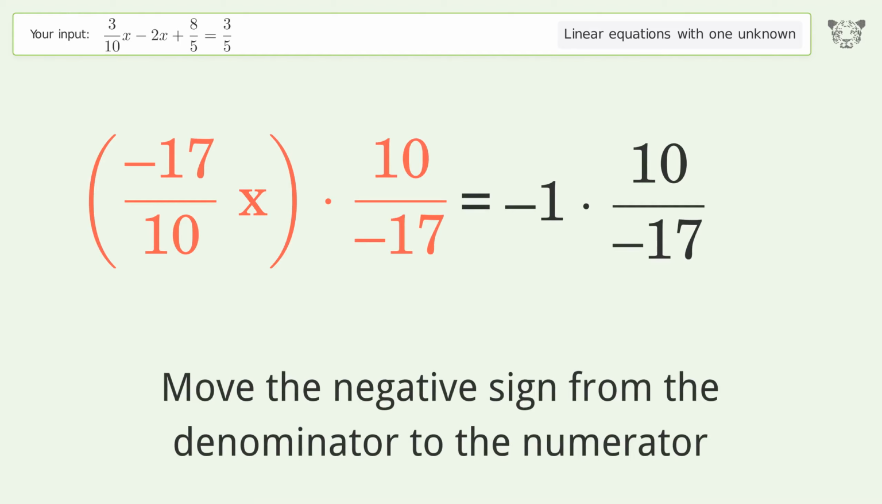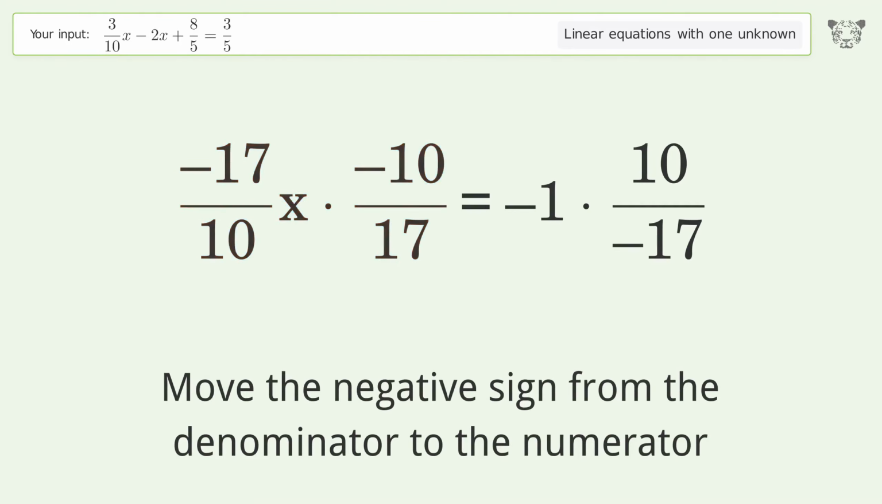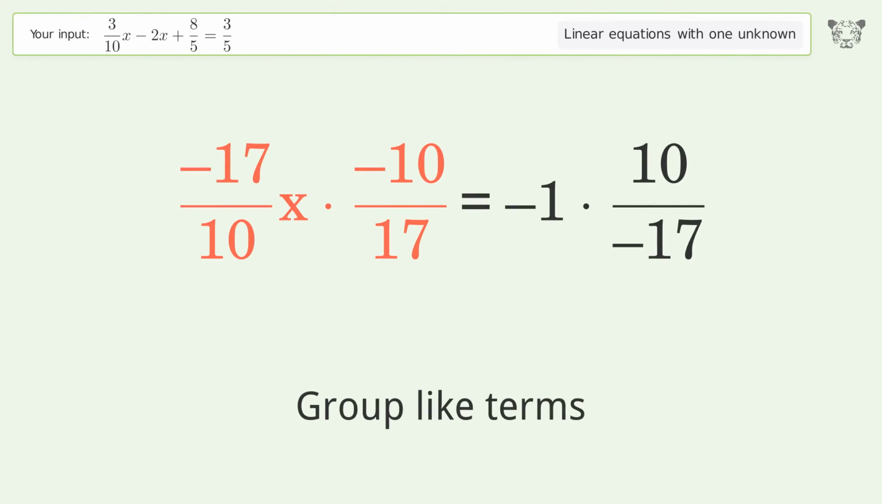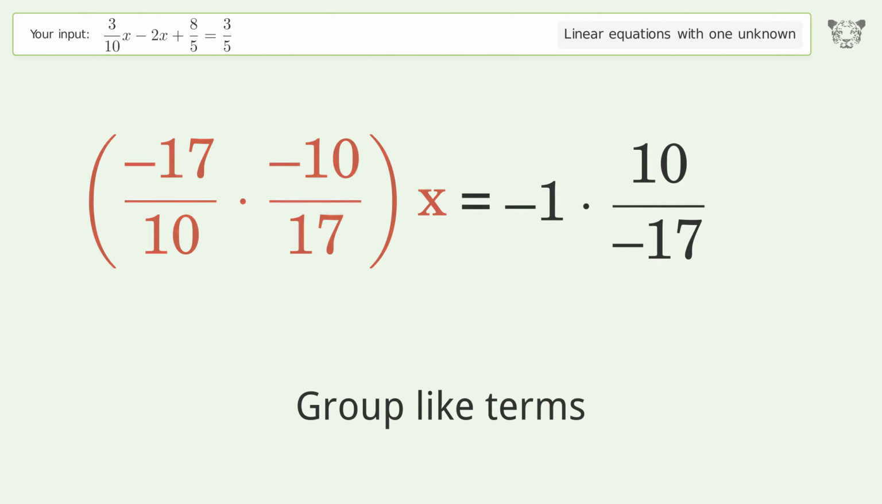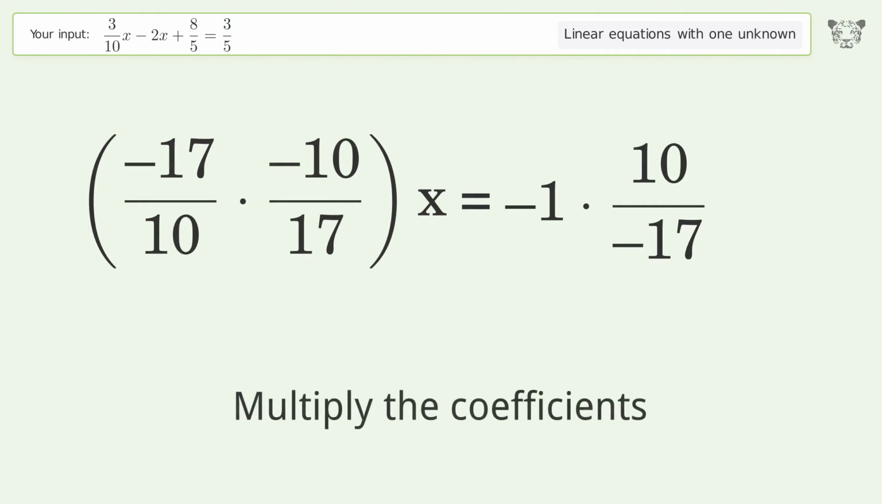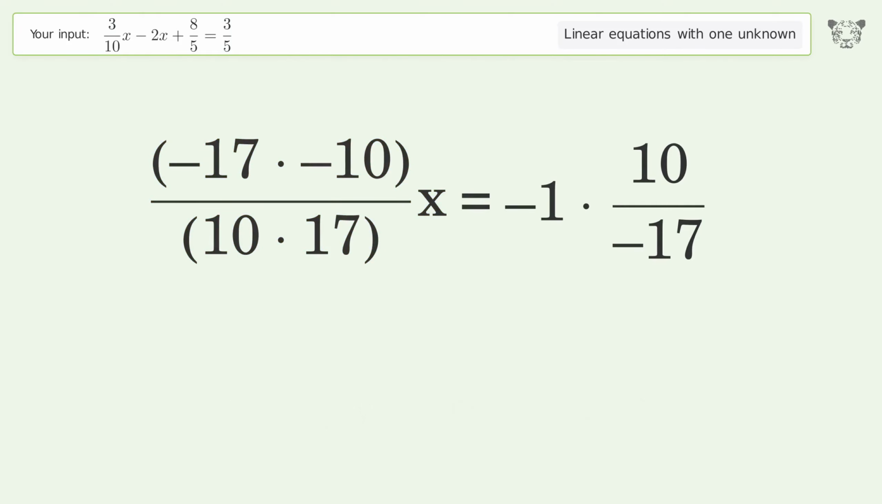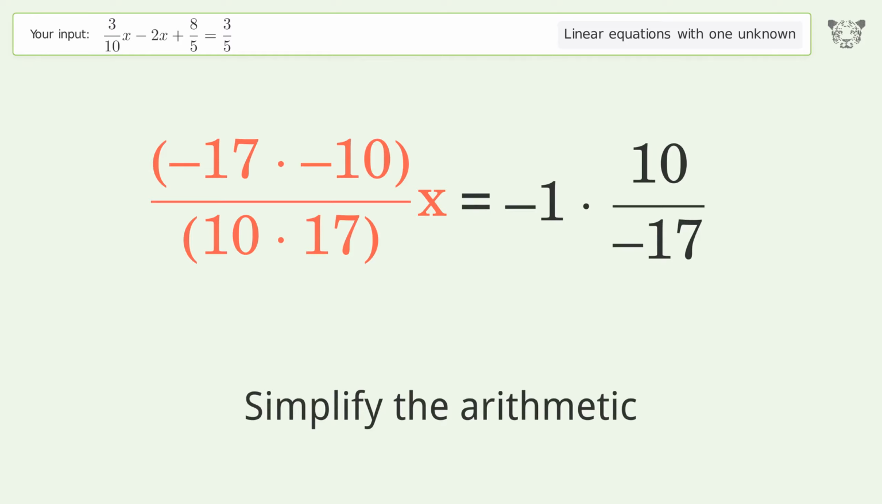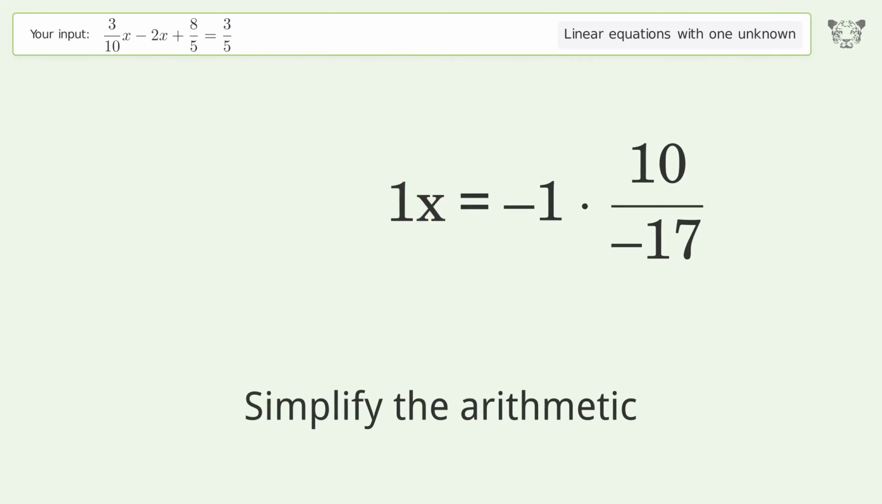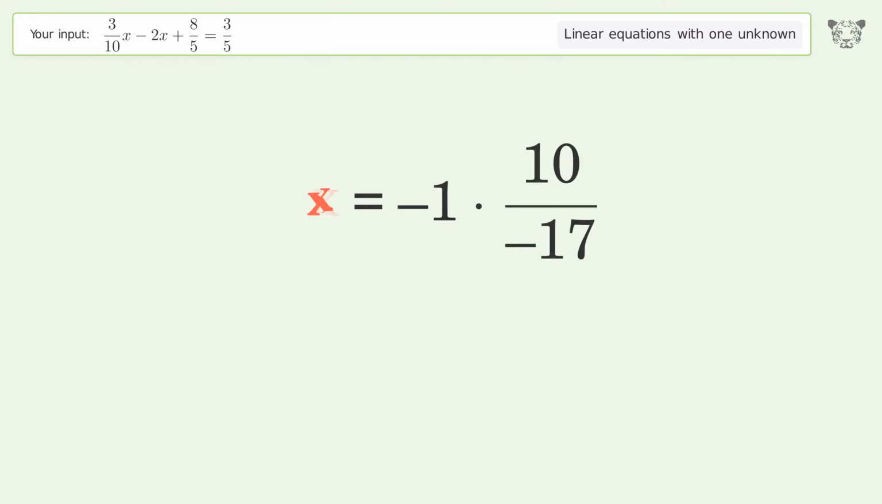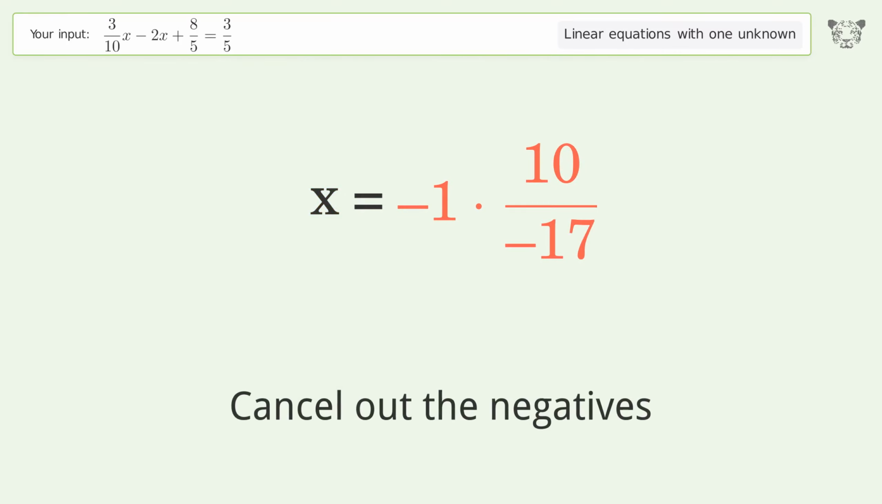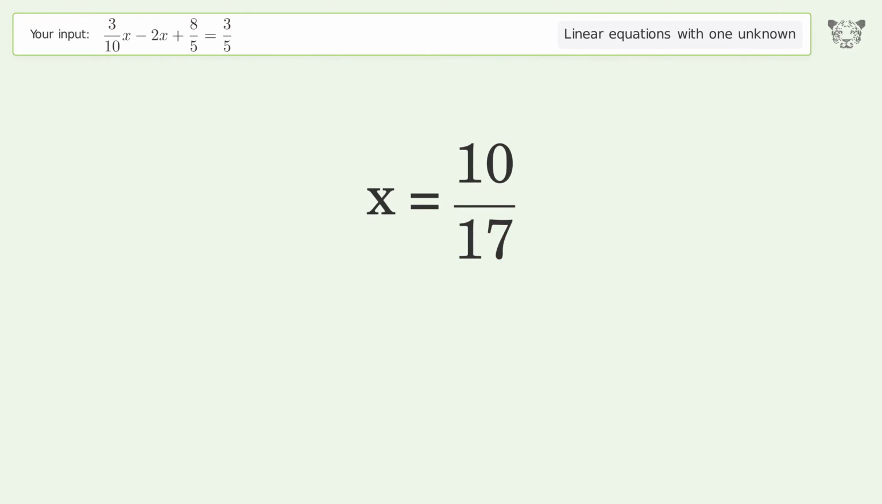Move the negative sign from the denominator to the numerator. Group like terms. Multiply the coefficients. Simplify the arithmetic. Cancel out the negatives. And so the final result is x equals 10/17.